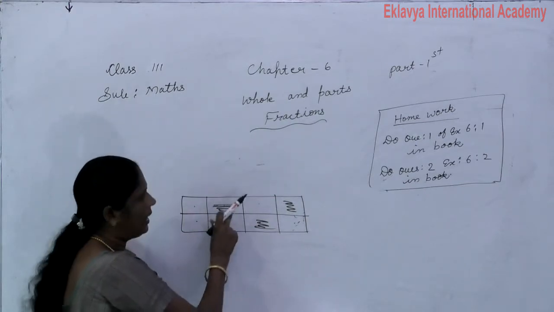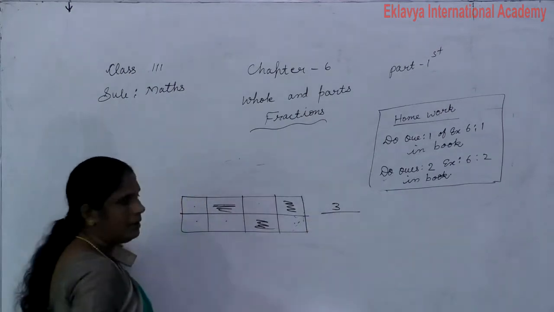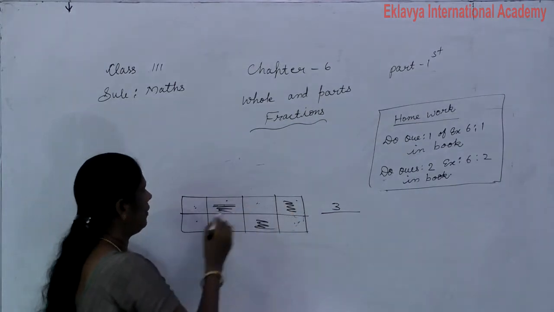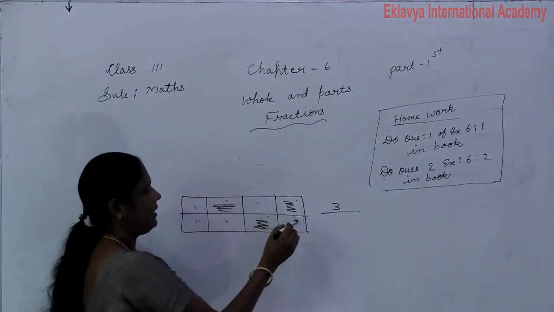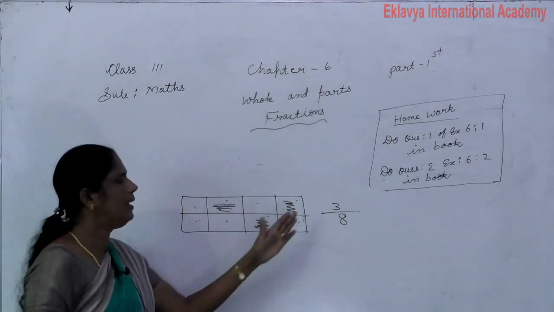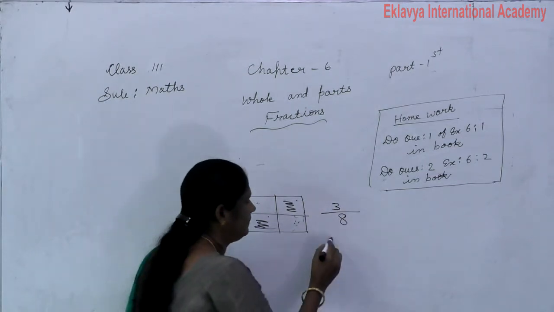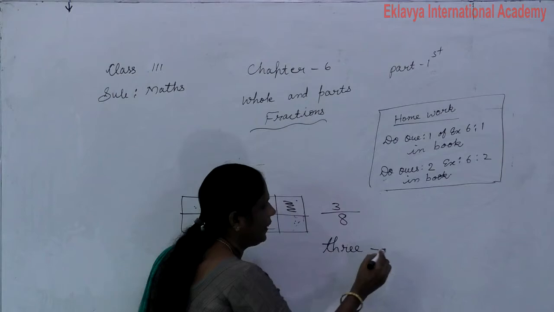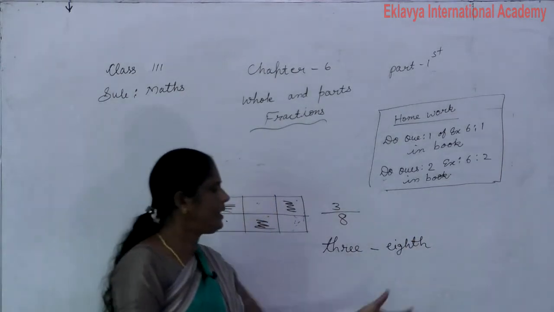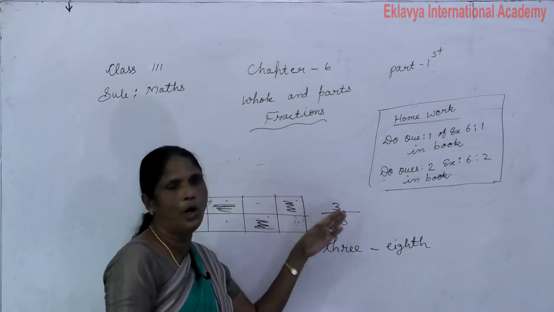First you count the colored parts. 1, 2, 3. Then the total number of parts you count: 1, 2, 3, 4, 5, 6, 7, 8. This is our denominator. Then how to read this? 3/8. 3 over 8, or 3/8.